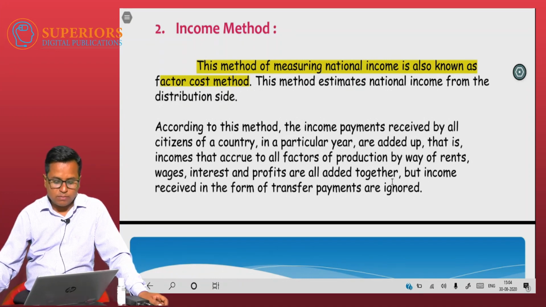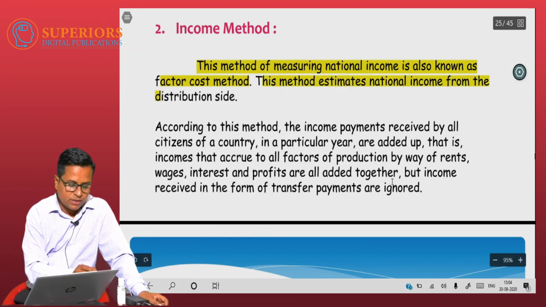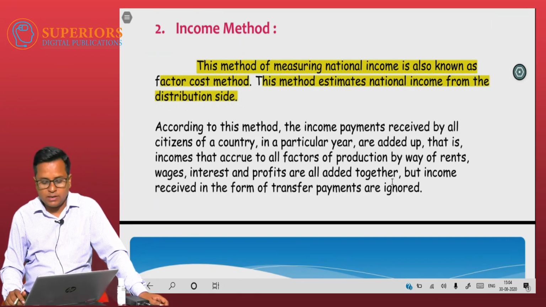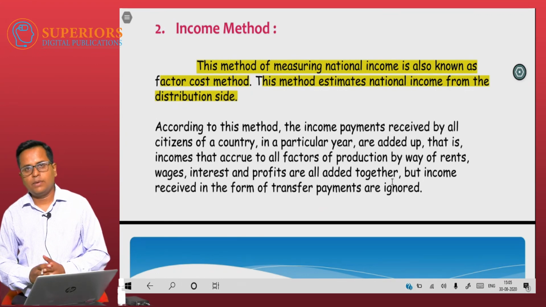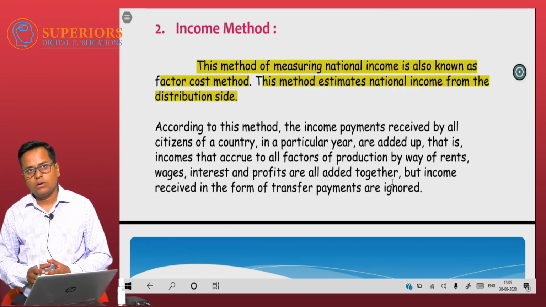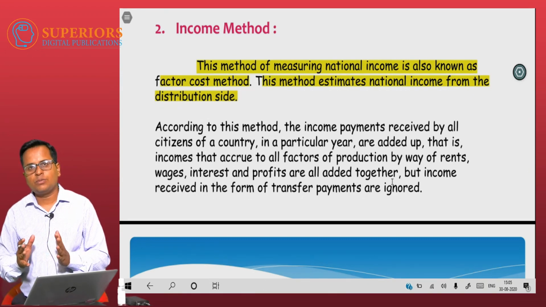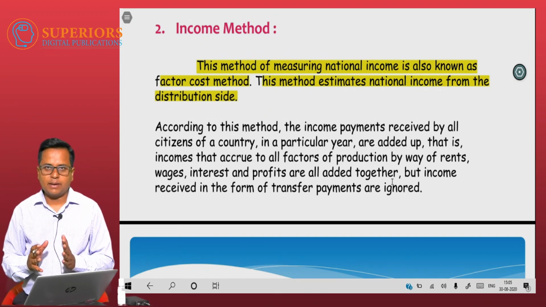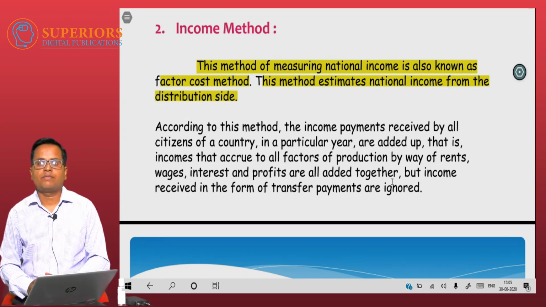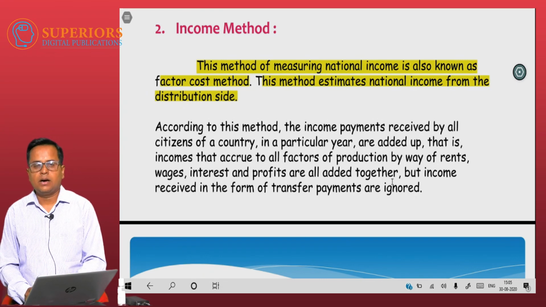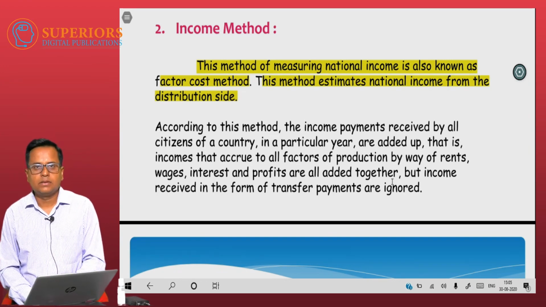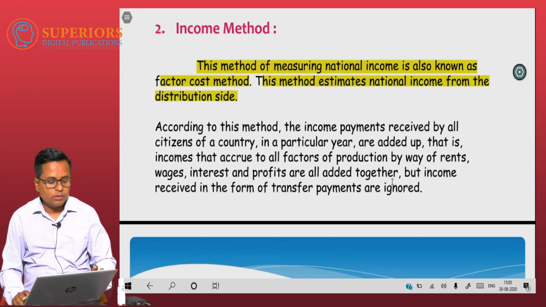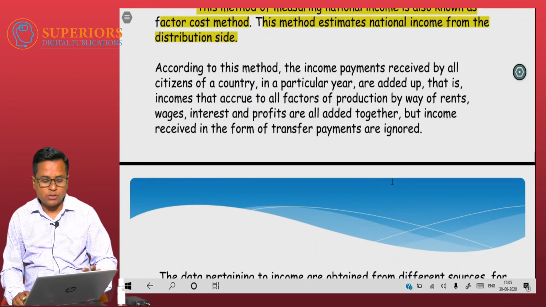See, this method estimates national income from the distribution side. It means when we measure national income by the income method, we come to know how national income is distributed among the four factors of production, land, labor, capital and entrepreneur, in the form of rent, wages, interest and profit. So we get an idea about the distribution of income, whether it is distributed equally or unequally, and what the degree of inequality is. Therefore, this estimation is from the distribution side.